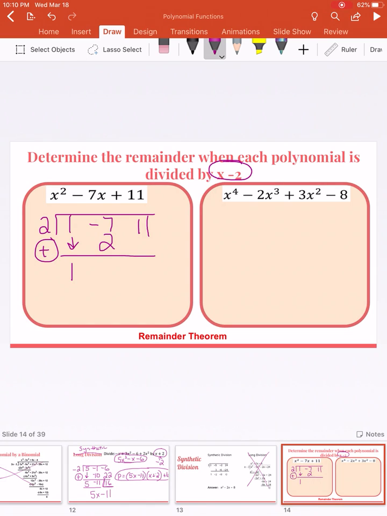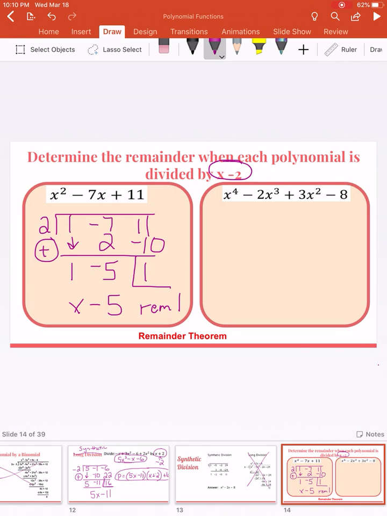Negative 7 plus 2 is negative 5. 2 times negative 5 is negative 10. 11 minus 10, or 11 plus negative 10, gives me a positive 1. In this case, again, this last slot is my remainder. So I would end up with x minus 5 with a remainder of 1. So my remainder is 1.